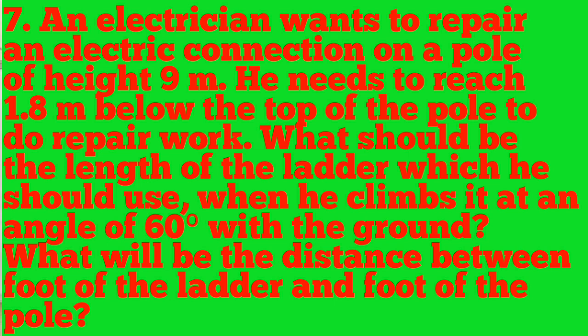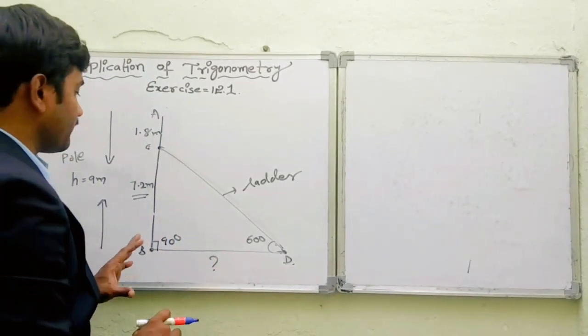And here he asked two questions. One is the length of the ladder, and the other is the distance from the foot of the ladder to the foot of the pole. Let's draw the diagram of this question. Already I had drawn the diagram here. Look at it, everyone.